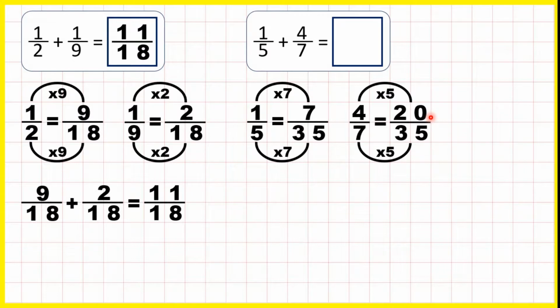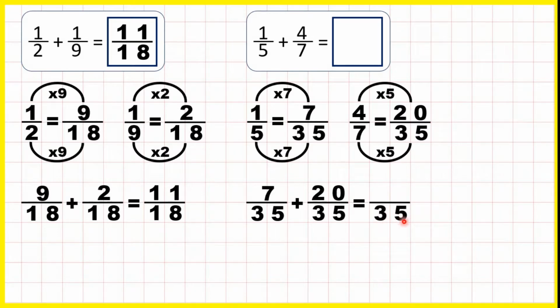So we can rewrite our question. Instead of 1/5, we can write 7 over 35, and instead of adding 4/7, we can add 20 over 35. So now we have a common denominator, so the denominator stays the same in our answer, and 7 plus 20 is 27. So our answer is 27 over 35.